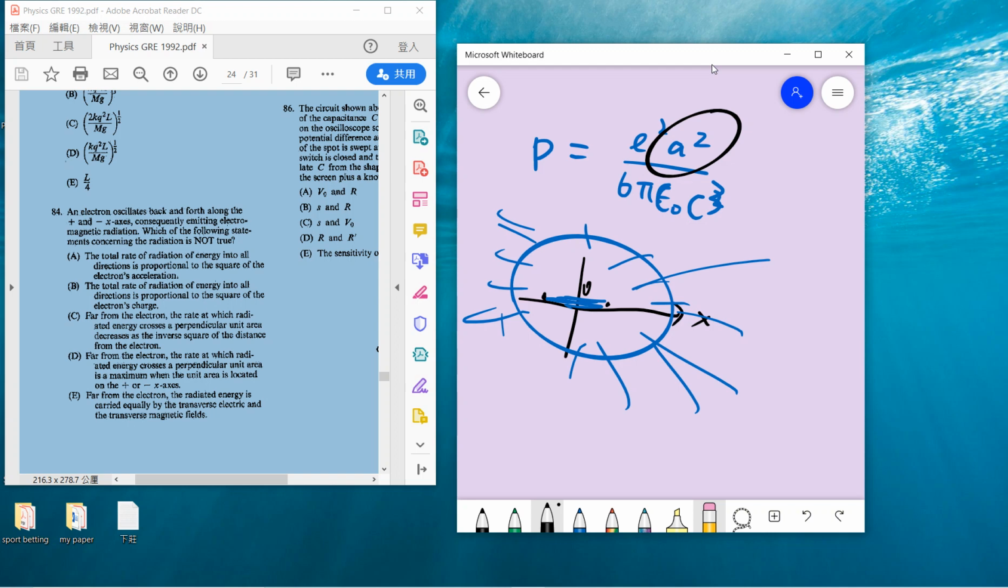C: far from the electron, the rate of radiation across a perpendicular unit area decreases as the inverse square. Why is it perpendicular? D says that the rate of radiation across the perpendicular unit area is maximum when the unit area is located along the plus or minus x-axis. E says that far from the electron, radiation energy is carried equally by the transverse electric field and the transverse magnetic field. From the standard concept of E&M, A, B, E are all correct. How about C?